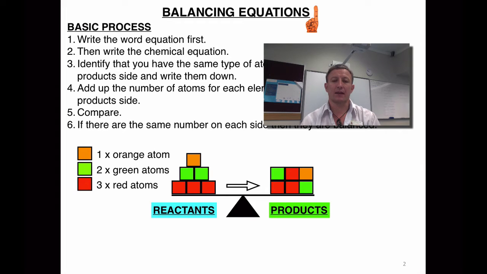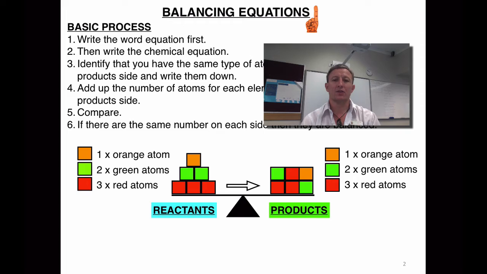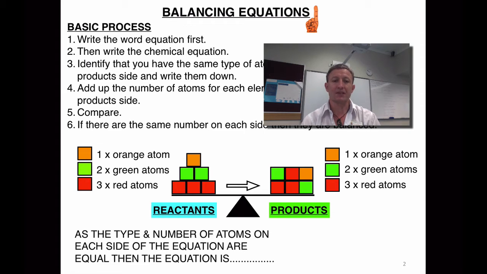Now let's look on the right hand side, on the product side. You can see that on the product side the types of atoms we've got are red atoms, and we've got three of them. We've also got green atoms, and we've got two of them, and we've got orange atoms, and we've got one of them. Now just by looking at that we can say that because they're the same type and same number on both sides of the equation, the reaction is balanced. Okay, so let's put that into practice.